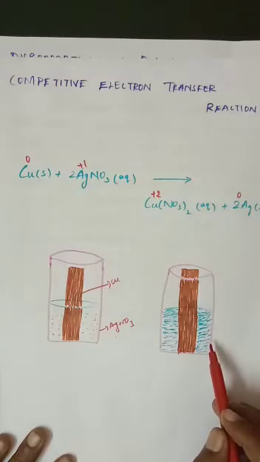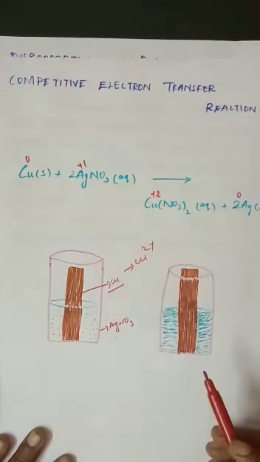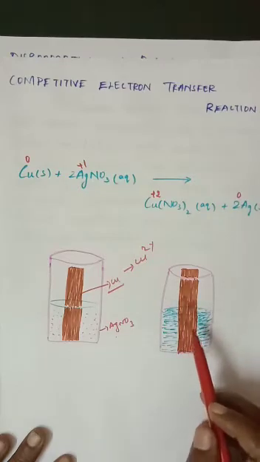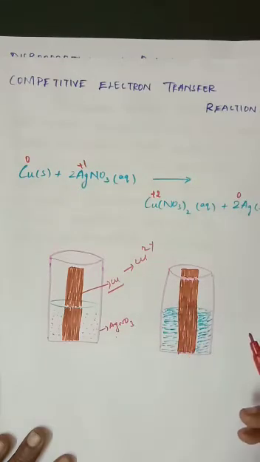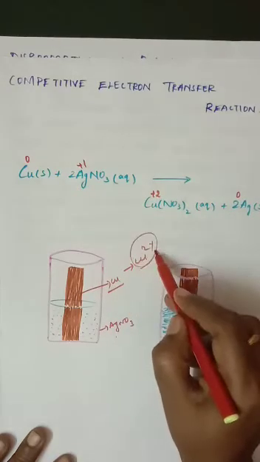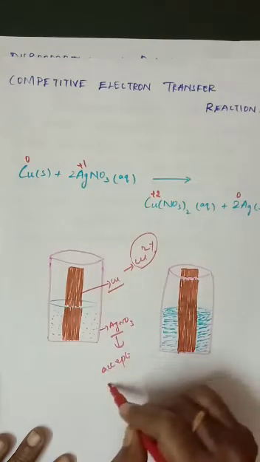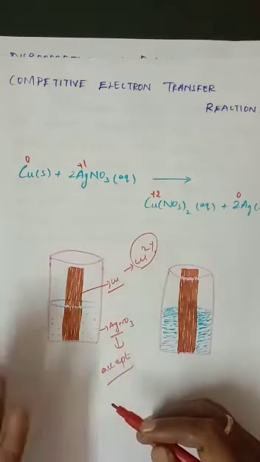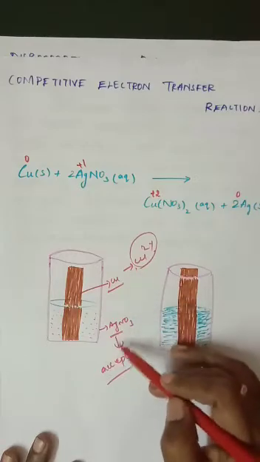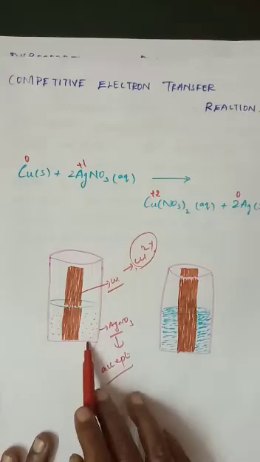So what happened here? This is due to the copper becoming copper 2 plus. The copper replaces silver from the silver nitrate compound, and silver is formed. This indicates that copper has a tendency to release electrons to form Cu2 plus and silver has a tendency to accept electrons. Copper is the donor of electrons and Ag is the acceptor of electrons. That is why the color changes here.